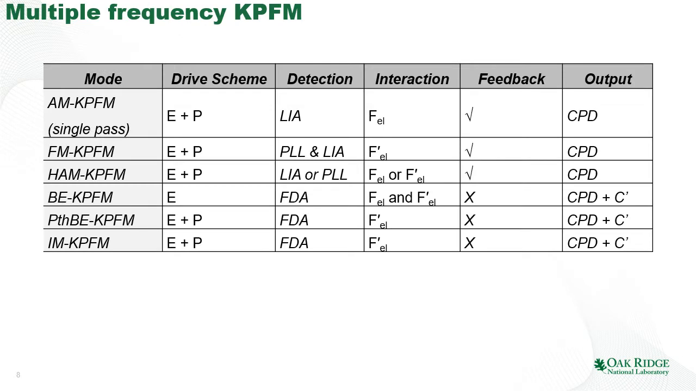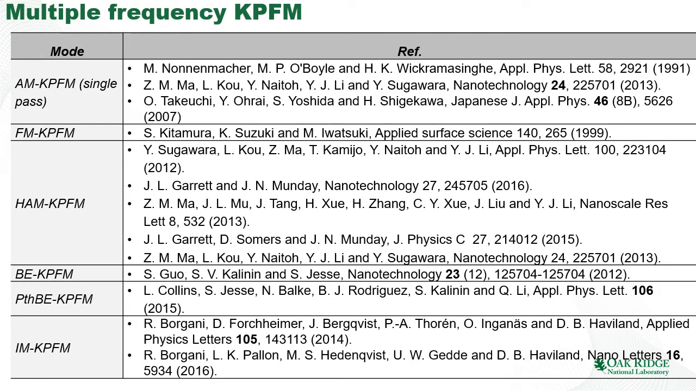In addition to the single frequency KPFM methods, we also have the multiple frequency KPFM, which include the multiple excitation signals, half harmonic band excitation signals, photothermal band excitations, and the intermodulation Kelvin probe microscopies, which are defined on this slide. And again, you can find the relative references for single pass AM KPFM, frequency modulation, half harmonic methods, band excitation, photothermal band excitation, and intermodulation in these references over here.